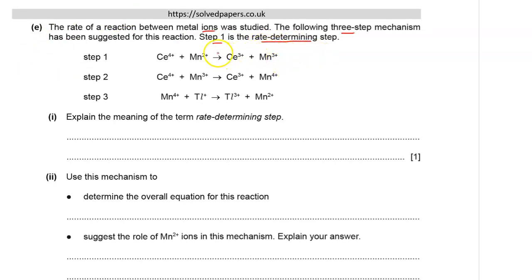We are told that the first step is the rate determining step. Explain what is meant by rate determining step. The rate determining step is usually the slowest step in the reaction mechanism.